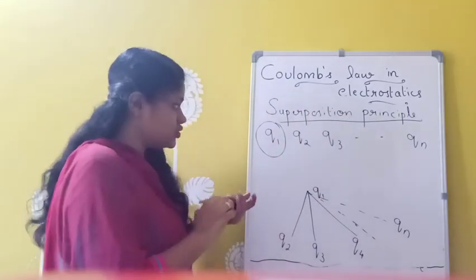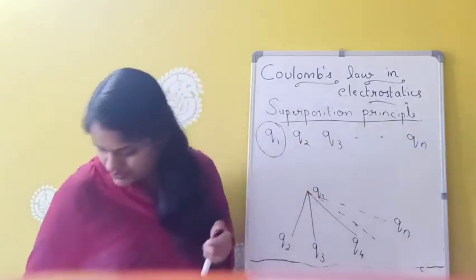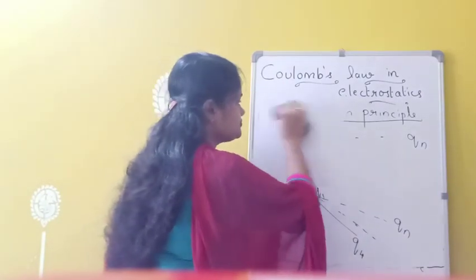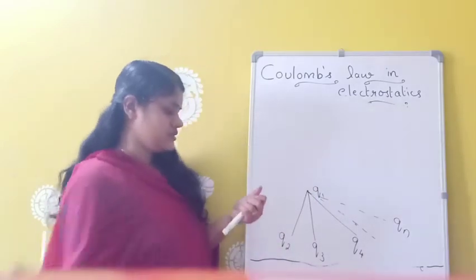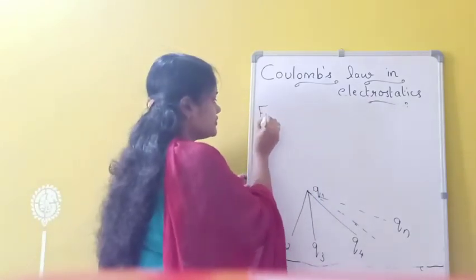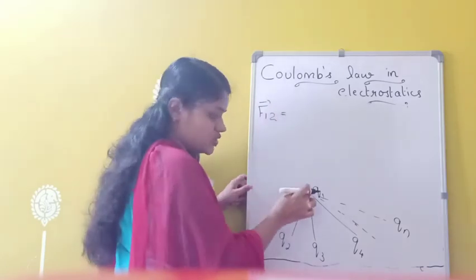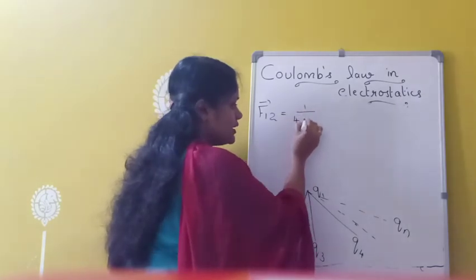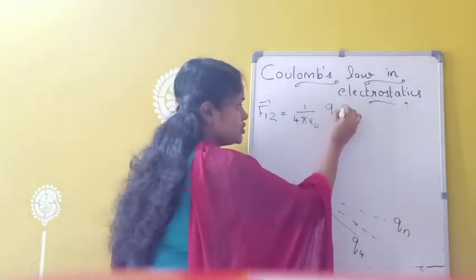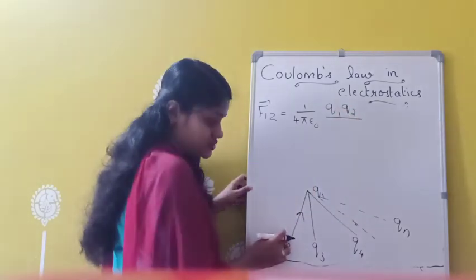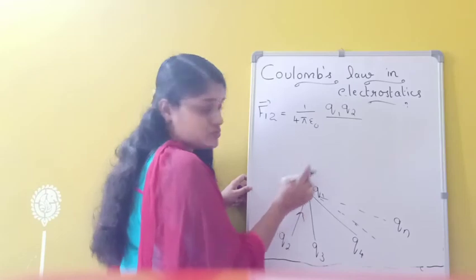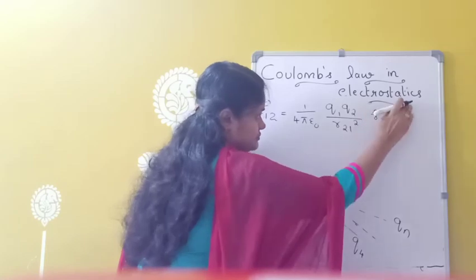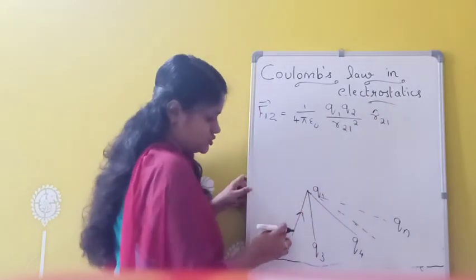Okay. So first I am taking the force acting on charge Q1 due to Q2, that is F12. F12 is the force acting on charge Q1 due to Q2. That is in this direction. Clear? We can write it as 1 by 4 pi epsilon 0 Q1 Q2 divided by R21 square into unit vector R21, because Q2 is exerting force on Q1. And this indicates the direction of force, that is from 2 to 1.